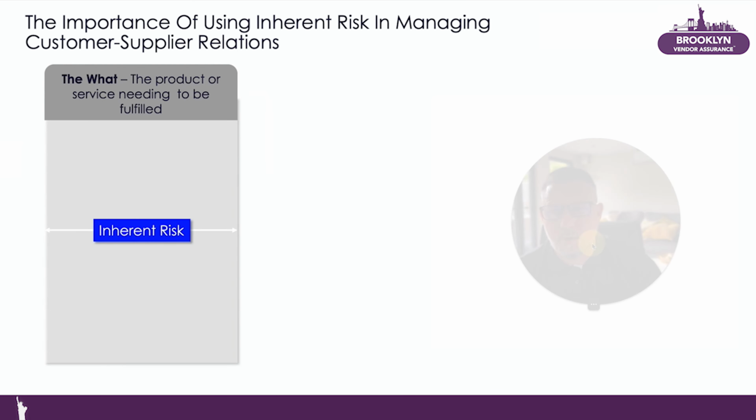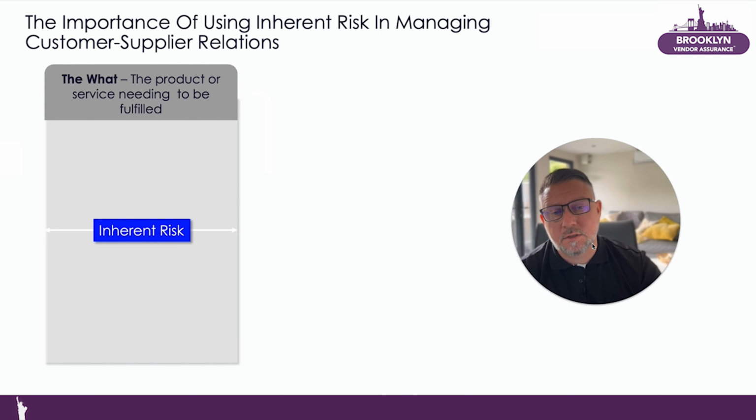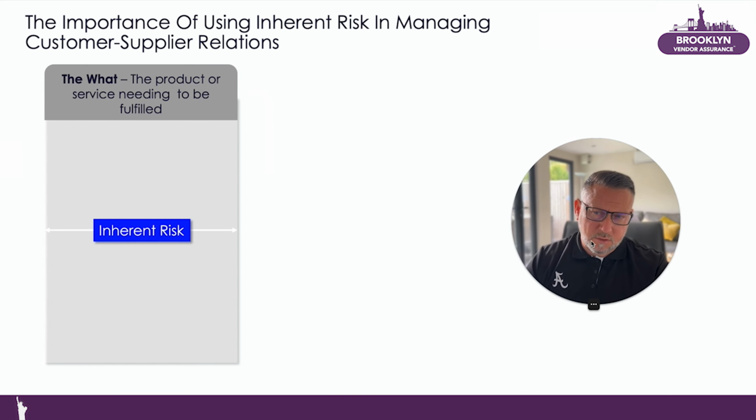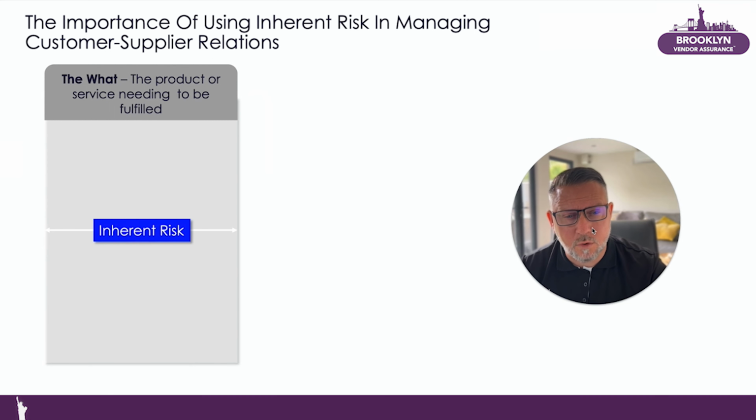So first off, the importance of inherent risk. The easiest way to think about this is the what. And what I mean by that is what product or service is needing to be fulfilled, right? So what are you going to market for? What are you outsourcing or getting a supplier to provide? And that inherent risk is not necessarily anything about the supplier. It's about what you're asking them to do.